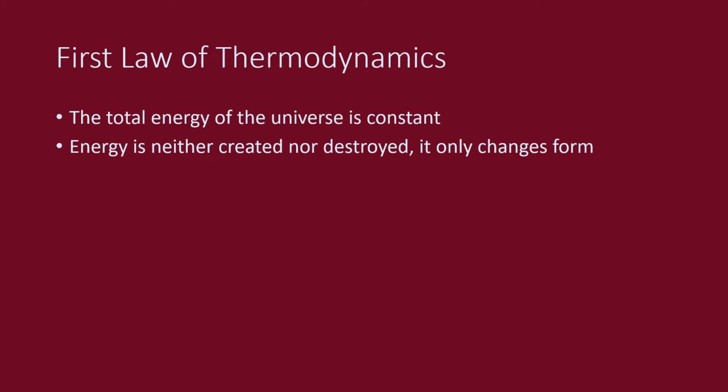The first law of thermodynamics. The total energy of the universe is constant. Energy is neither created nor destroyed. It only changes form. It goes from kinetic to potential. It can go from chemical to thermal.